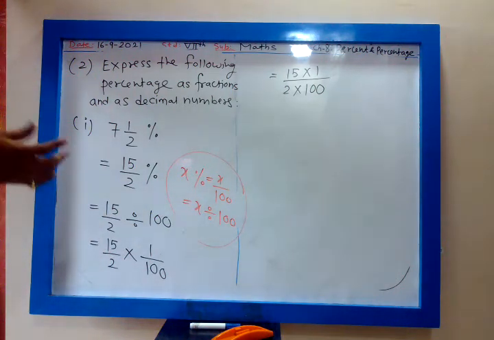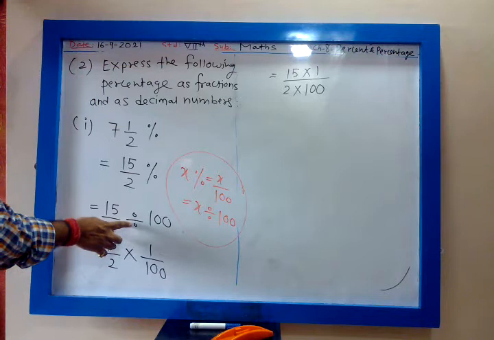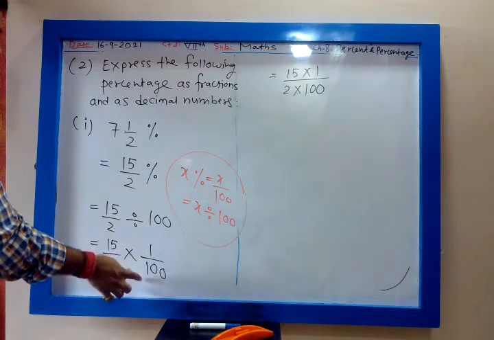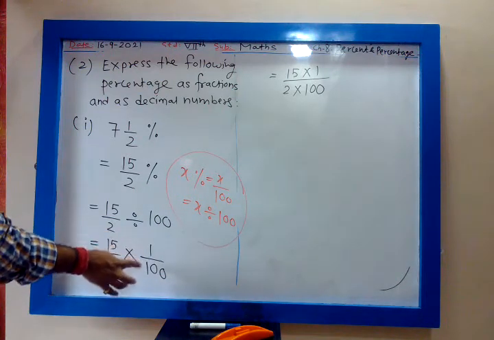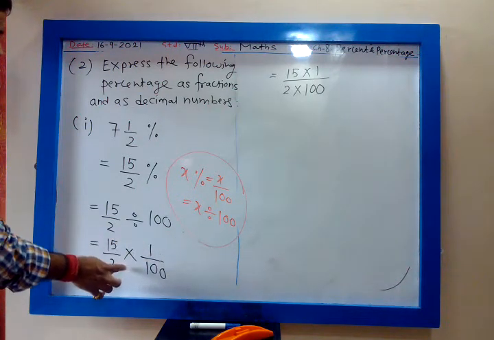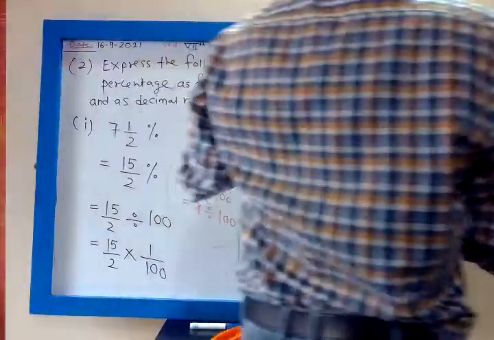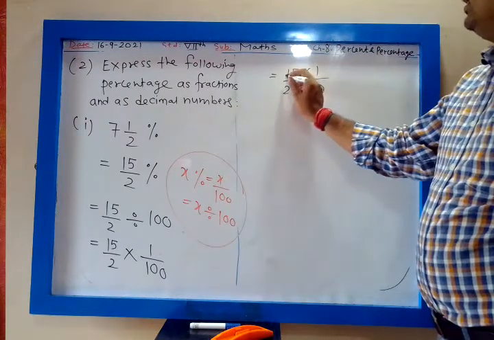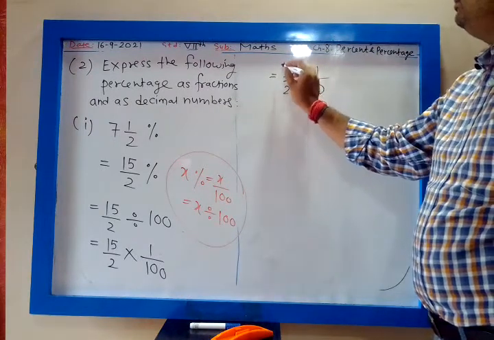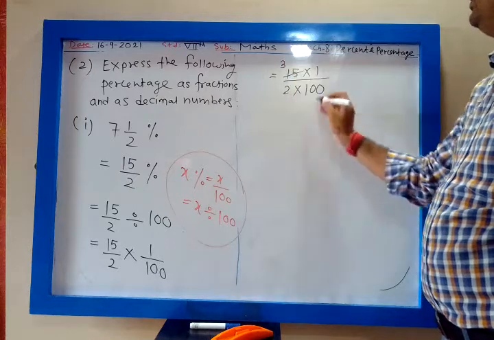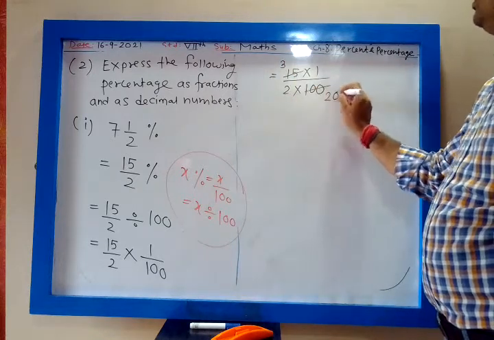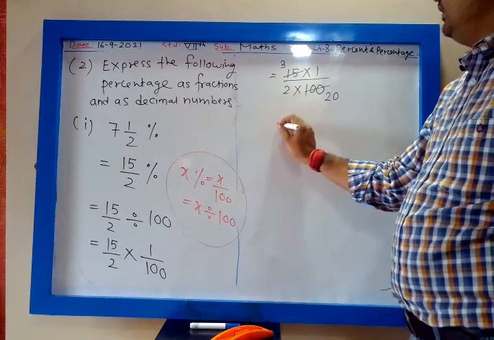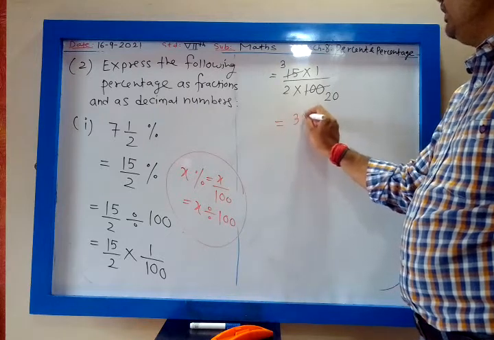This we have learned in the fraction. Whenever you want to convert division into multiplication, we take reciprocal of the second. So 100 reciprocal will be 1 upon 100. 15 by 2 is a fraction, 1 by 100 is a fraction, multiply numerator to numerator, denominator to denominator. We get this. Now let us cancel the common term of numerator and denominator. You can cancel 3 5s are 15. 20 5s are 100. So this is 3 into 1.